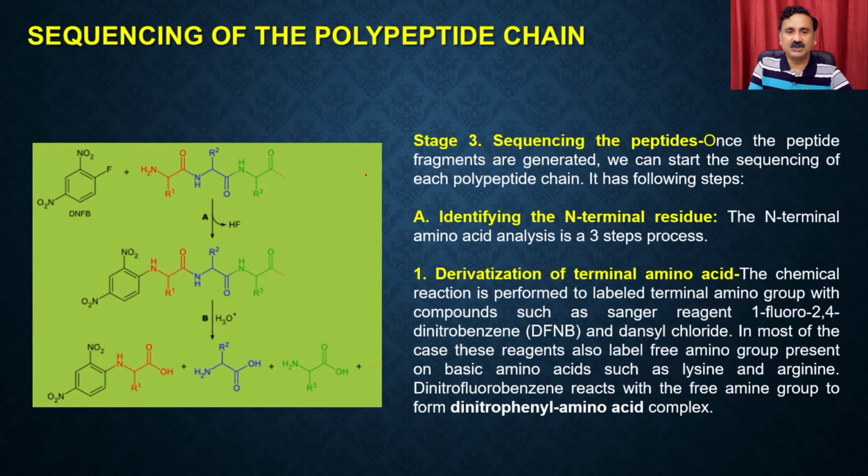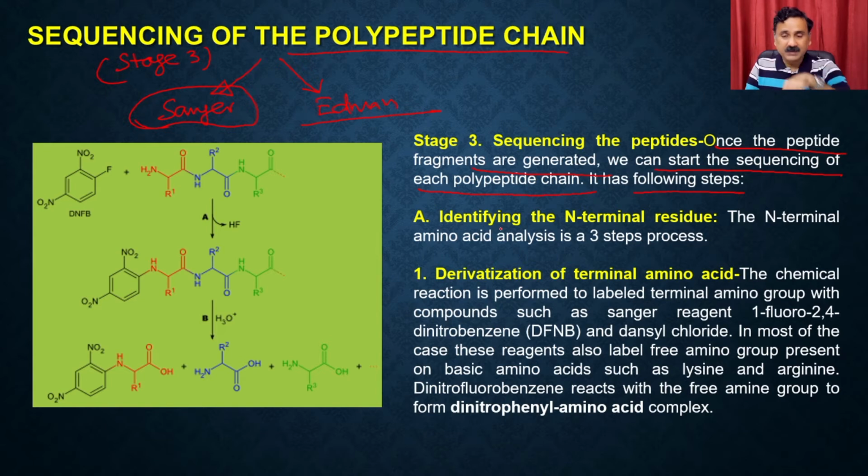So, now in the stage 3, you are going to do the sequencing of the polypeptide chain. You are going to have multiple polypeptide chains. So, for the sequencing of the polypeptide chain, you can have the two methods. One is you can use the Sanger's method, or you can use the Edman degradation method, right. So, let us first discuss about the Sanger's method. Once the polypeptide fragments are generated, we can start the sequencing of each polypeptide chain. It has the following steps.